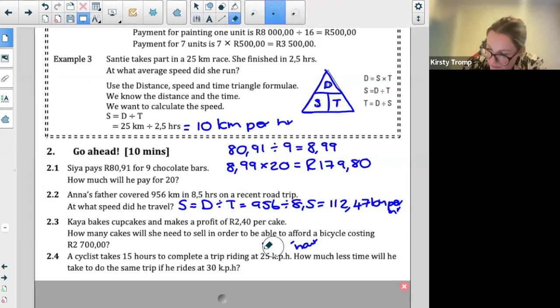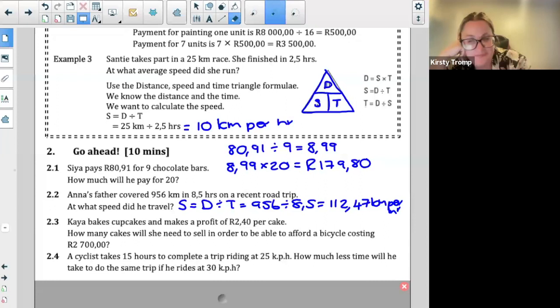2.3. I see I've got some hands now. So let's start with Itandile. You've got your hand up. Itandile, you want to help me with 2.3? Yes, ma'am. I was a bit confused, but then I think I got it. Okay, talk to me.